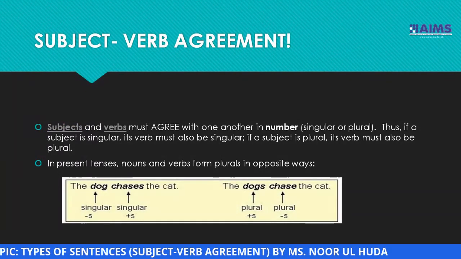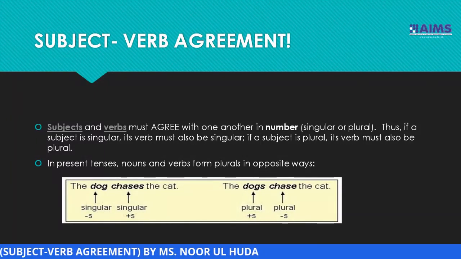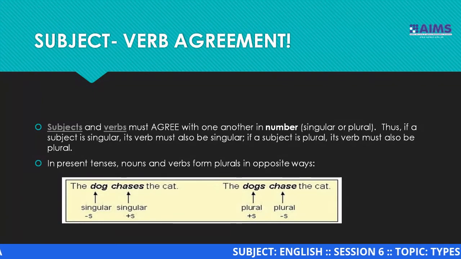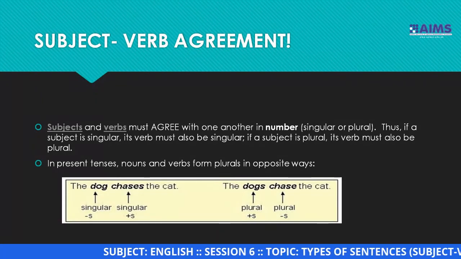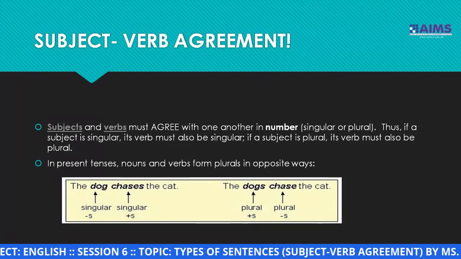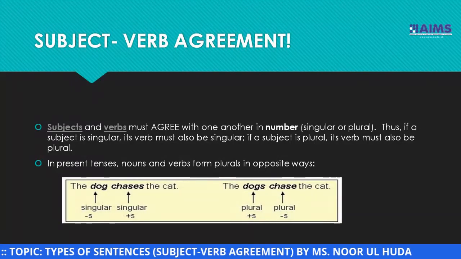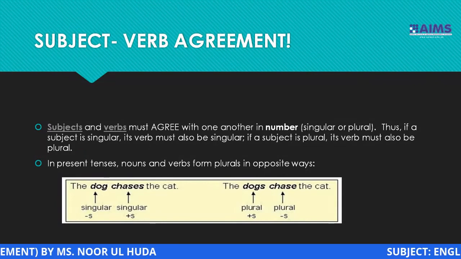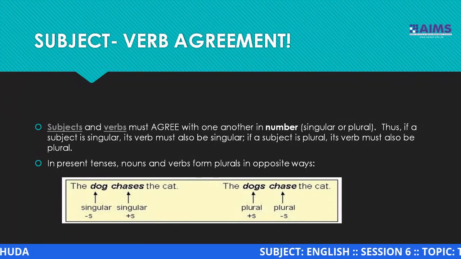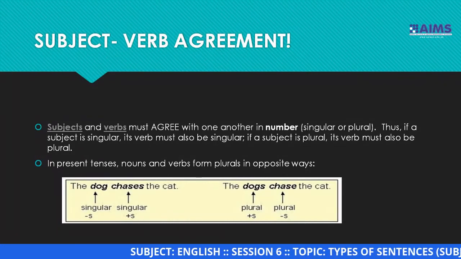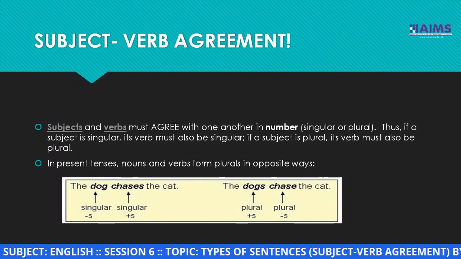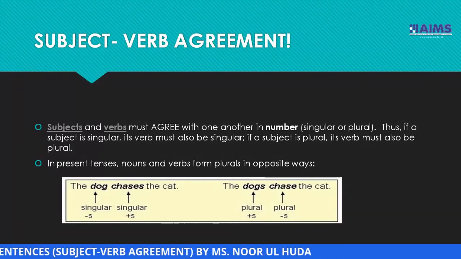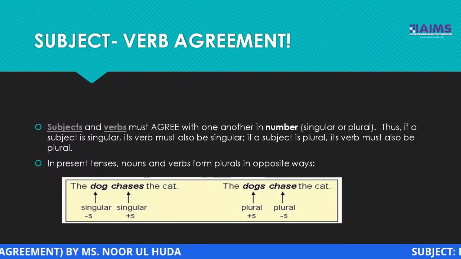Now come towards subject-verb agreement. This is another important thing to be focused on. When we are making sentences, we sometimes form sentences which do not agree with each other. That means the subject does not agree with the verb. Let's suppose, instead of saying she goes, we say she go to market. So it would be wrong. Now the form of the subject does not agree with the form of the verb here.